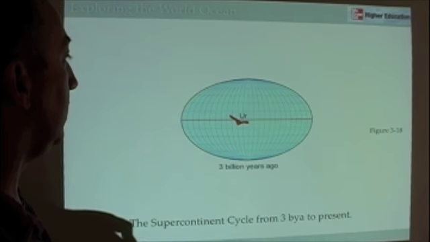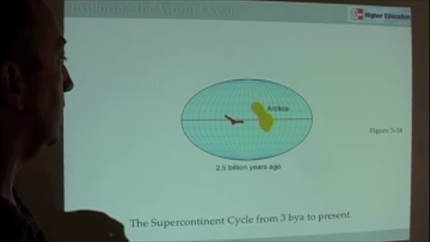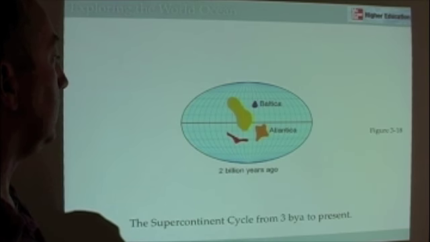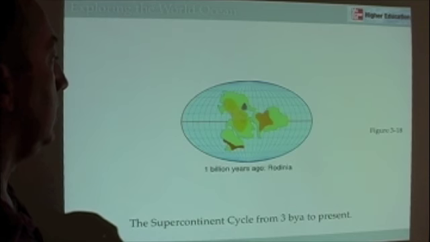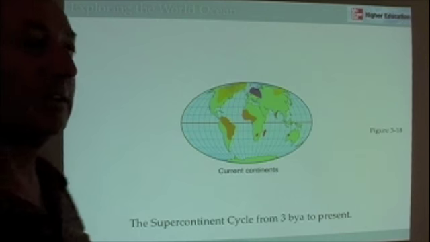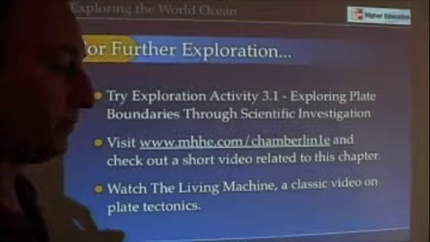Let's take a look at it one more time. Antarctica. Arctica, Baltica, and Atlantica. Rodinia. Pangaea. And our modern continents. It's kind of a nice dance.